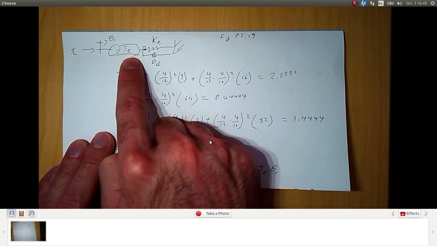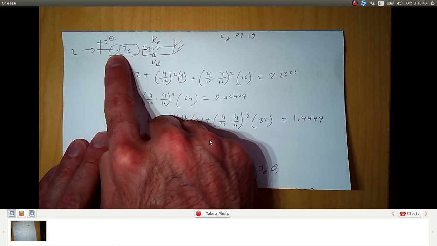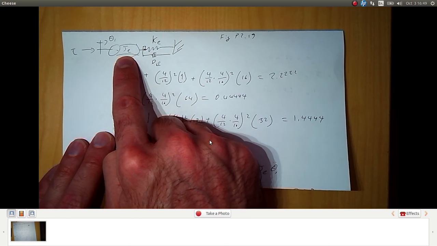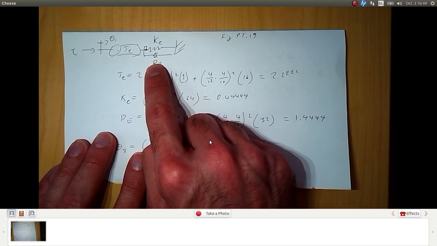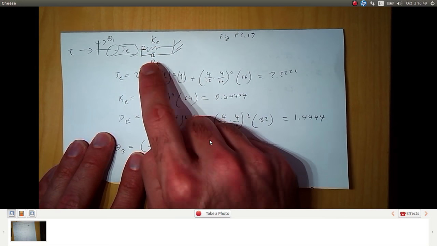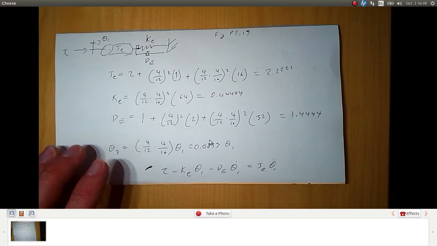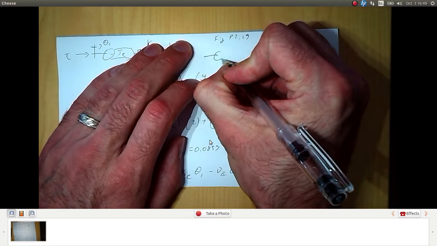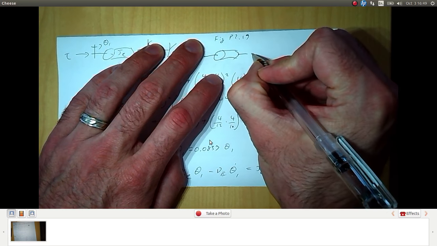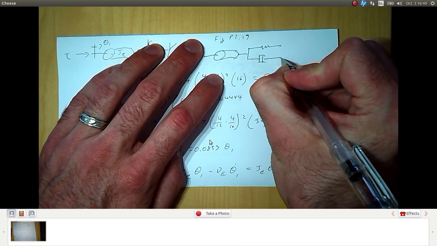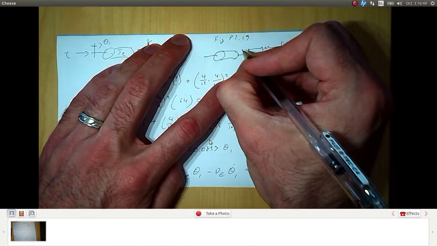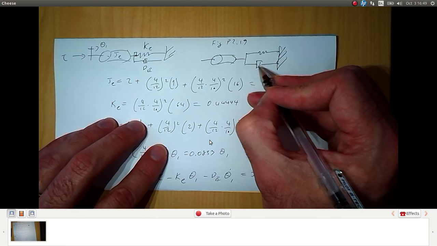We have our torque going into the shaft, and that shaft turns an equivalent moment of inertia, and it's attached to ground with an equivalent stiffness and an equivalent damper. It's a pretty messy drawing, so here's a little cleaner version of it. KE, DE, and JE.